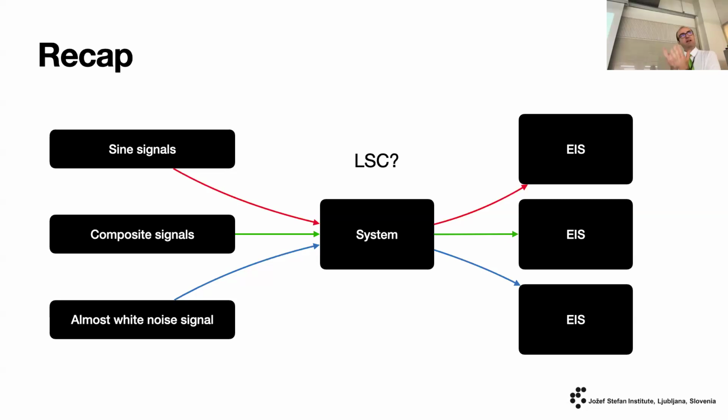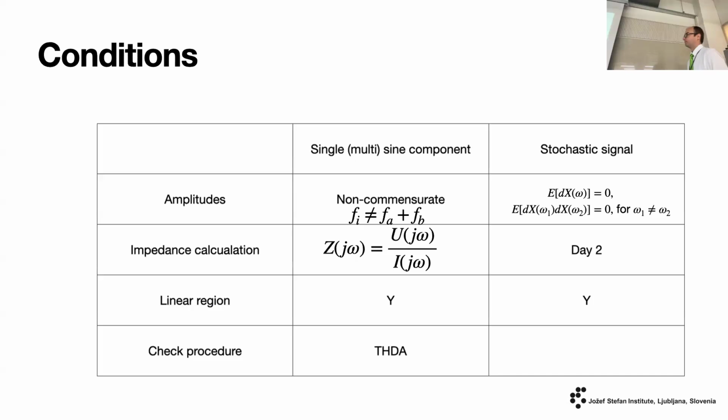Not by looking at it, are they mathematically correct? So what are the conditions? The second column of this table will become clear tomorrow, but for single or multi-sine components, we usually do non-commensurate frequencies. That means we have frequencies that are not linear combinations of the others. We can do simple impedance calculation using Fourier transform, and we have to check whether it's a linear region.